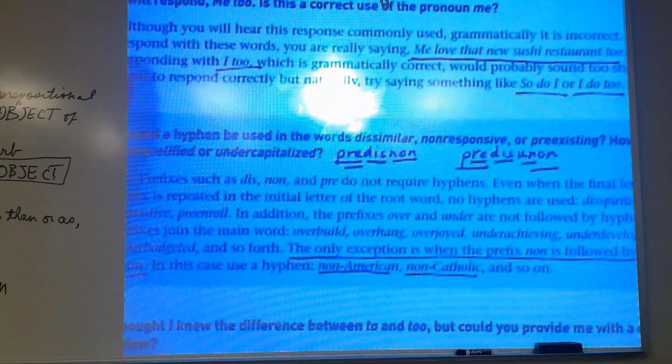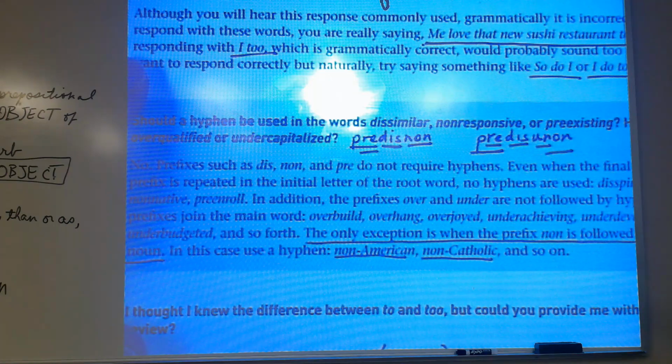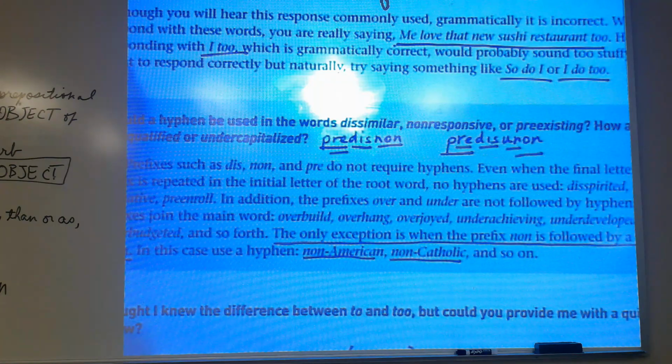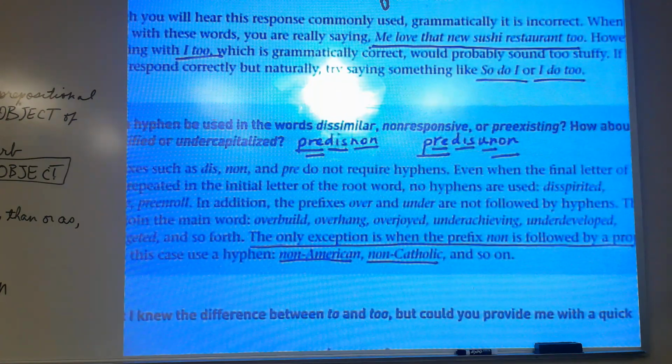So better to say I too, or if that sounds too formal for you, you can say so do I, or I do too, rather than me too, which is incorrect. So the Me Too movement, it's supposed to be... I too. Exactly. I too movement.